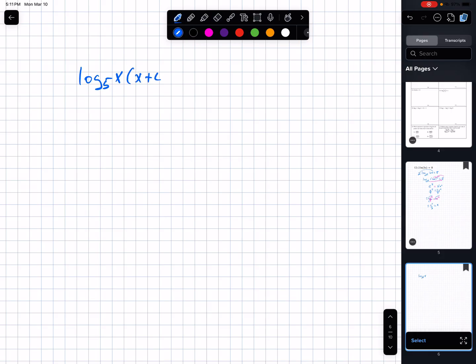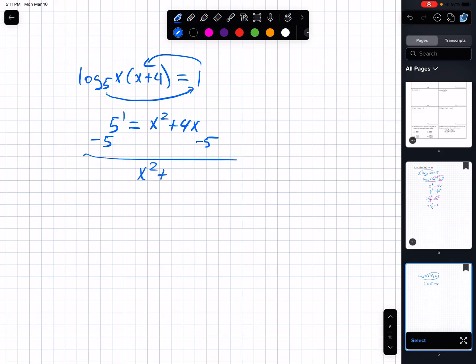x plus 4 equals 1. So now I have to rewrite exponentially, right? So 5 to the first power equals x squared plus 4x. That's the only trick, right? And then I have to subtract this 5 over. So I get x squared plus 4x minus 5. And then it equals 0 in front. And then you factor that thing.